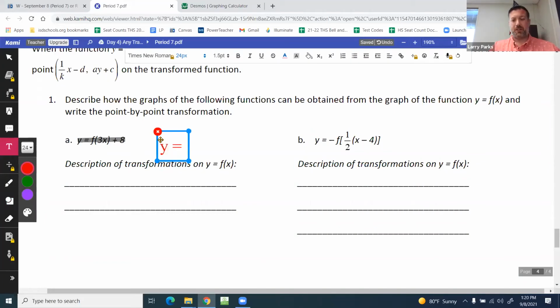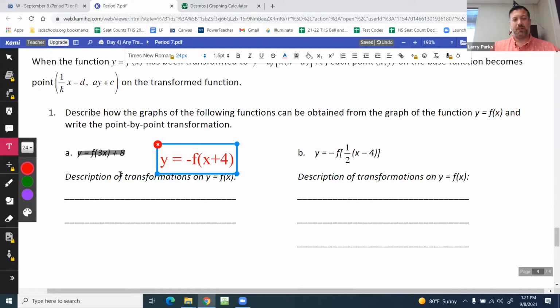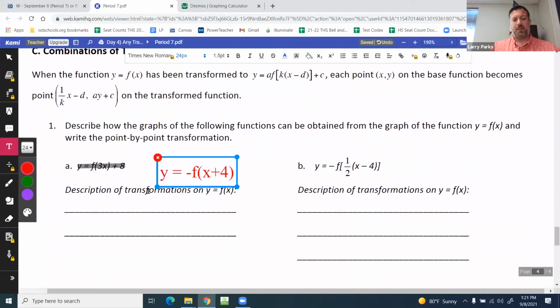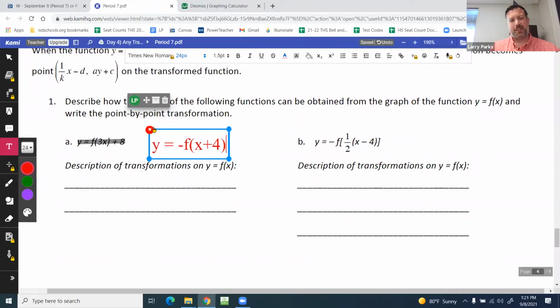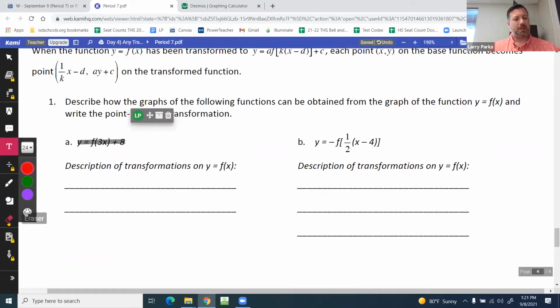y equals negative f of x plus 4. So you're going to take this function and you're going to describe what changes. Actually, we're not graphing, so I changed my mind. We could talk about it.